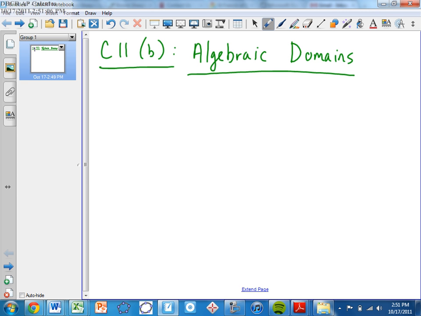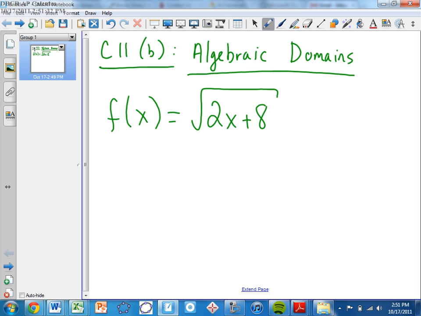One of those main points will have to do with a radical, so a square root somewhere. Another main point will have to do with the denominator. And then the third main point is the combination of both of those things. Now, what I want to do first is think about this. If you were given a function, and this is just a random example, f of x is defined as the square root of 2x plus 8.